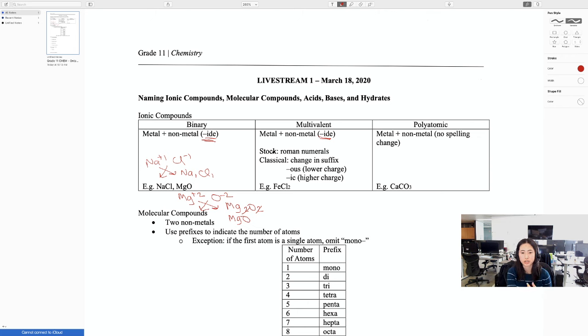You have stock, which uses Roman numerals to indicate the charges, and you have classical, which is a change in the suffix. So depending on whether the charge is higher or lower, you would have to use a different suffix. For the lower charge, you would use OUS, and for the higher charge, you would use IC as your suffix. So let's look at an example, which is FeCl2. We know that iron, in this case Fe, can have a charge of +2 or +3.